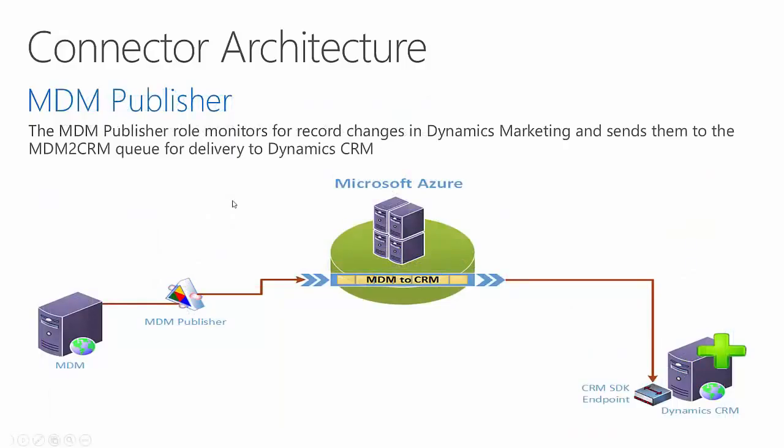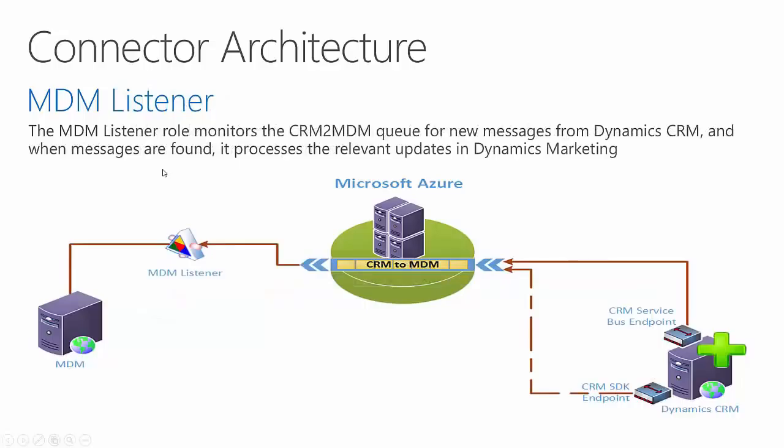As its name suggests, the MDM publisher role monitors for changes to any supported record types within the Microsoft Dynamics Marketing instance, packages the instructions into a brokered message, and sends it to the MDM to CRM queue in Microsoft Azure for CRM to retrieve. To handle incoming messages, the MDM listener role monitors the CRM to MDM queue in Microsoft Azure for new messages, and if any are found, the messages are retrieved and the respective updates are made in Microsoft Dynamics Marketing.